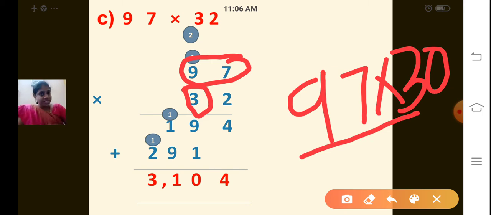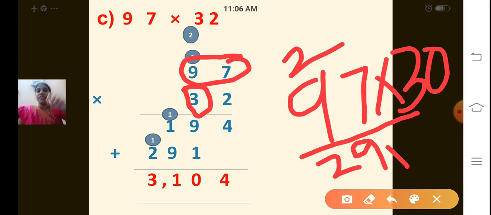So 3 7s are 21, right? 1, 2 will be carried over, right? 3 9s are 9 3s. Whichever is easy for you, you can do that. 3 9s are 27. 27 plus 2, 29. So my answer is 2910, and one more 0. It is in the tens place, right? So that 0 no need to put.